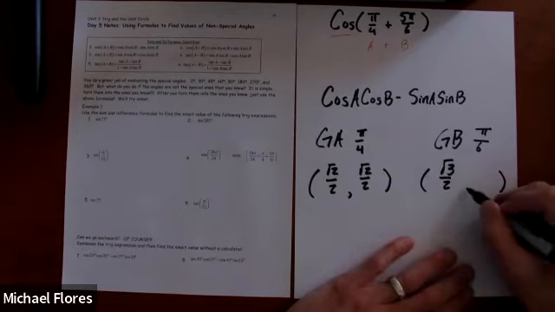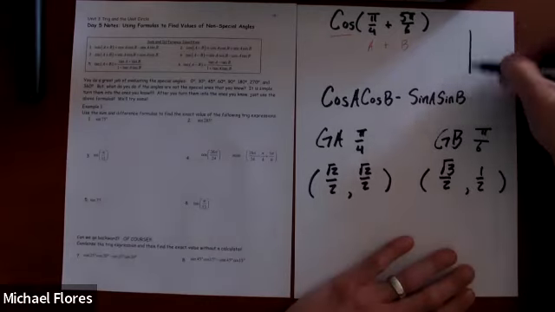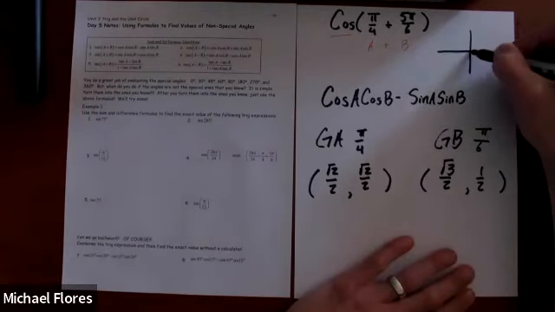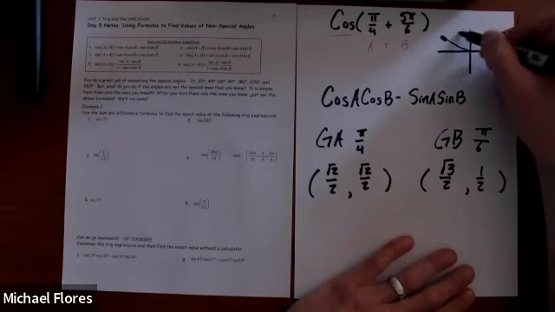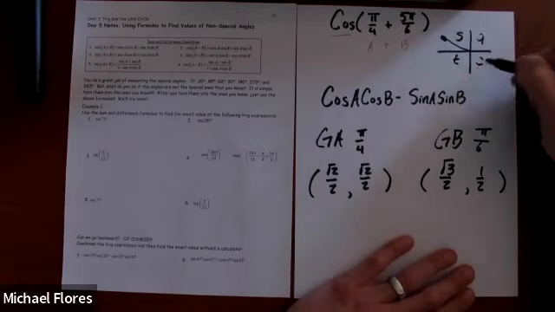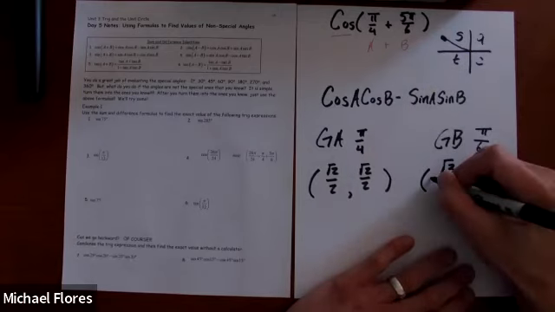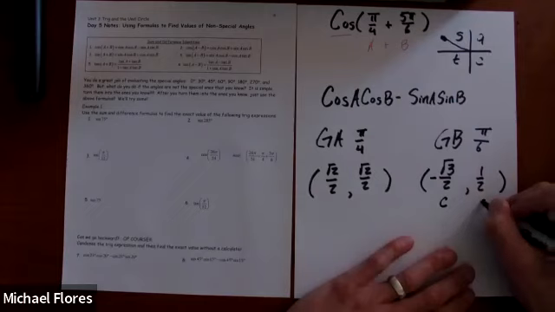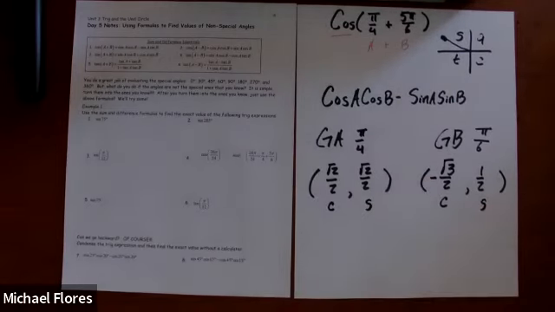root 3 over 2 and 1/2. Please note, 5 pi over 6 is here. All students take calculus. The only thing positive in quadrant 2 is sine, therefore our cosine value must be negative. And now we can start plugging these values into the formula and see what we get.